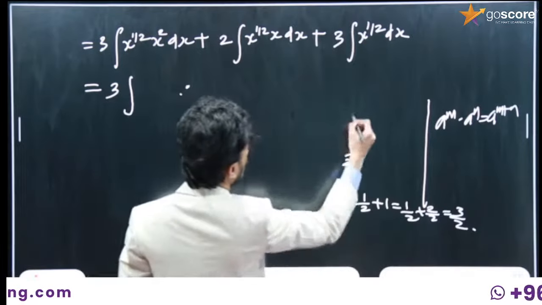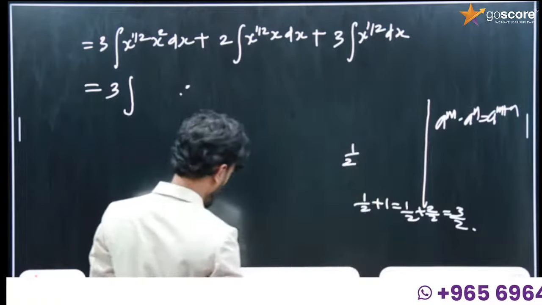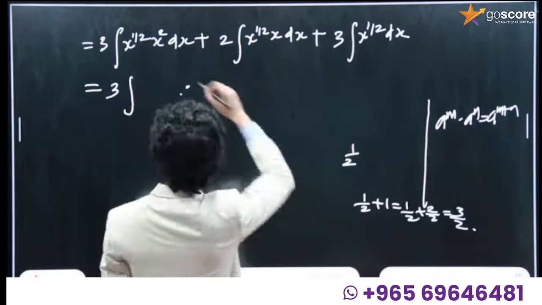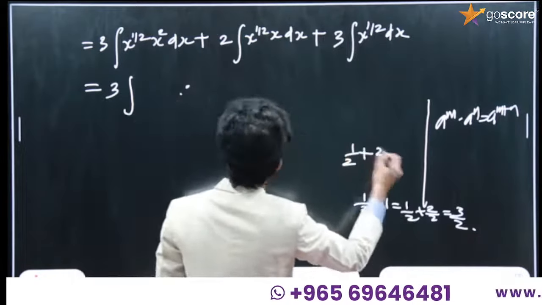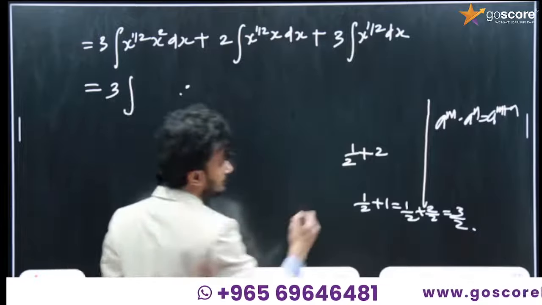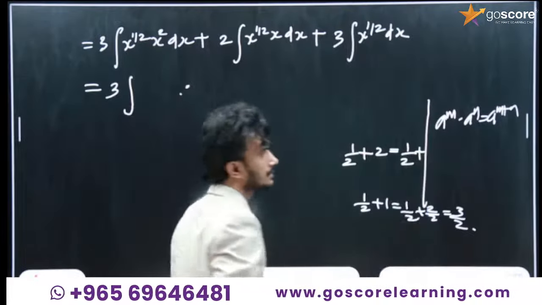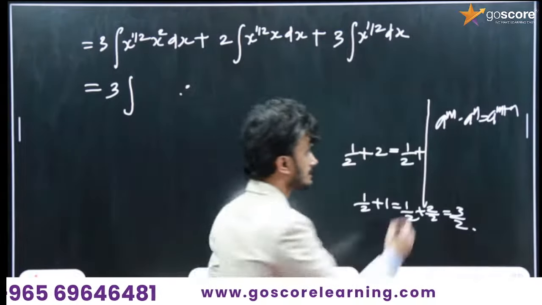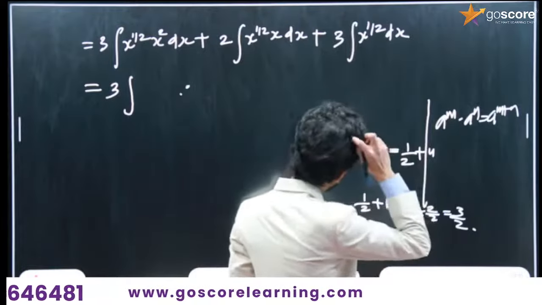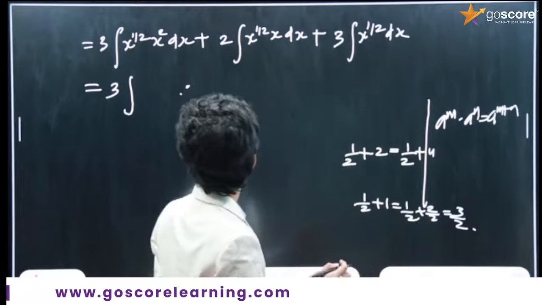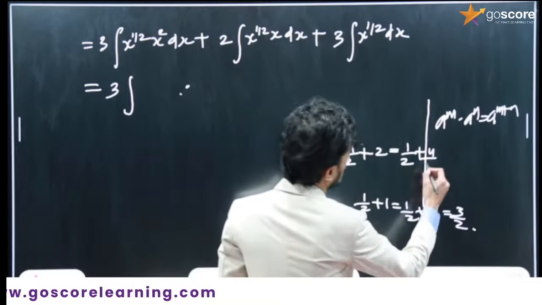So 1 by 2 plus 2. What is 1 by 2 plus 2? It is 1 by 2 plus 2, which means 4 by 2.